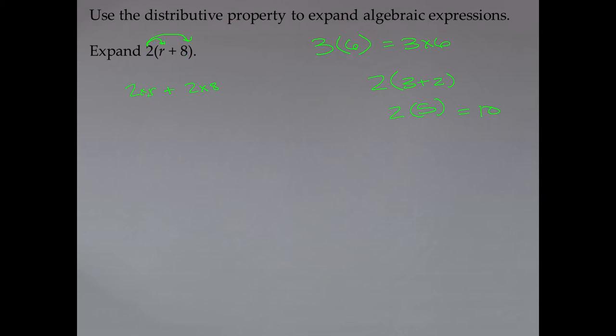So we don't write 2 times R this way, correct? We write it 2R, and I have plus 2 times 8. Now I'm going to use my order of operations here, and I'm going to complete this problem. So I have 2R plus 2 times 8 is 16. This would be my expanded form of 2 times R plus 8. It is 2R plus 16. So you see how I multiplied my 2 by each piece in the parentheses.